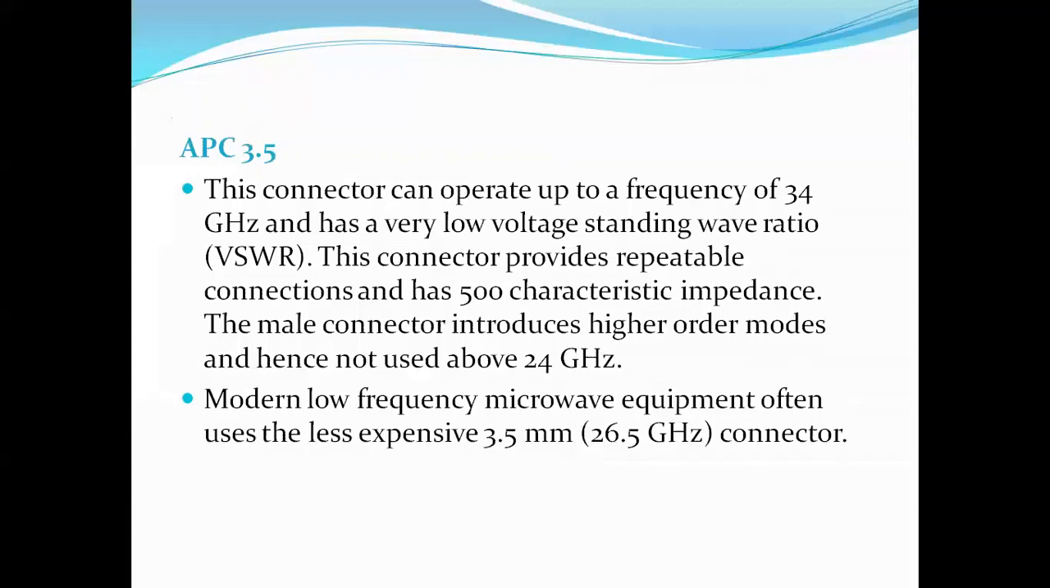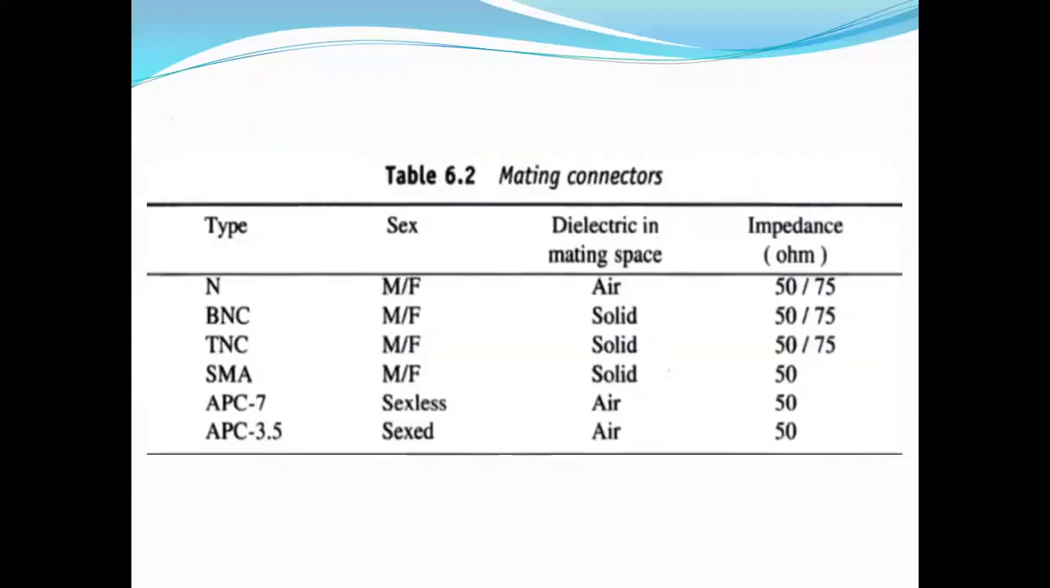Now in the tabular column, you have matching connectors, the different types which you have seen, whether they are sexed or sexless. And one more is the dielectric mating space. Since I've told you there has to be a connection, when you are connecting, the male connection should be done with the female connection. That connection space is what is called the mating space.